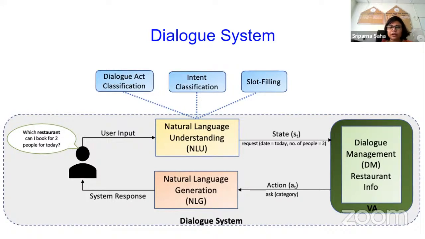And now I will discuss each of these components one by one. I will show you one of the tasks, basically one recent approach for solving these individual submodules.